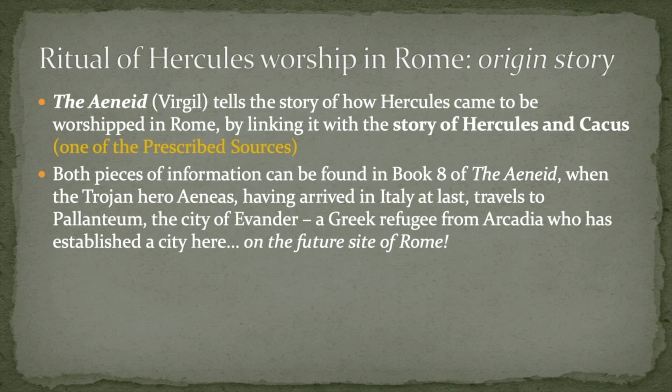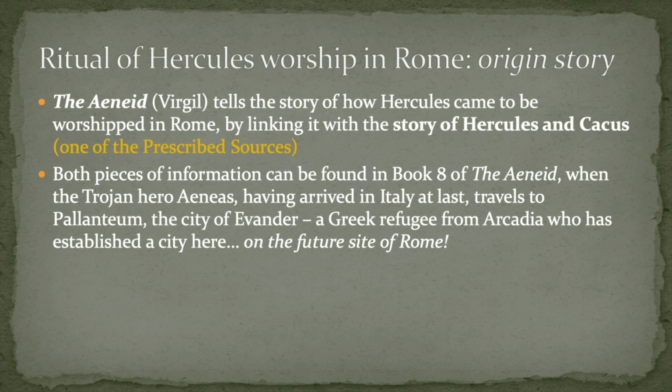When the Trojan hero Aeneas, who we were just talking about, has arrived in Italy, he travels to Pallanteum, the city of Evander, who is a king. He is a Greek refugee from Arcadia who has established a city here on what will become the future site of Rome. There's quite a fun bit earlier on in the chapter where Virgil's going, yes, look around, just shepherd huts now, where once, or in the future, the forum will stand.